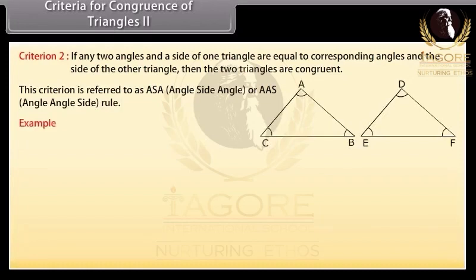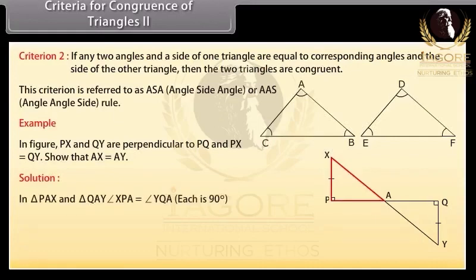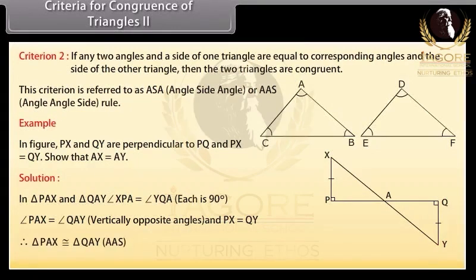Let's solve an example now. In the figure, PX and QY are perpendicular to PQ and PX is equal to QY. Show that AX is equal to AY. Solution. In triangle PAX and triangle QAY, angle XPA is equal to angle YQA because each is 90 degrees. Angle PAX is equal to angle QAY because these are vertically opposite angles, and PX is equal to QY. Therefore, by AAS congruence rule, triangle PAX is congruent to triangle QAY. Therefore, AX is equal to AY by CPCTC.